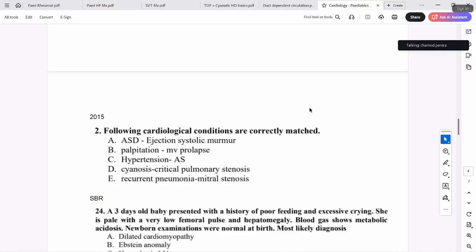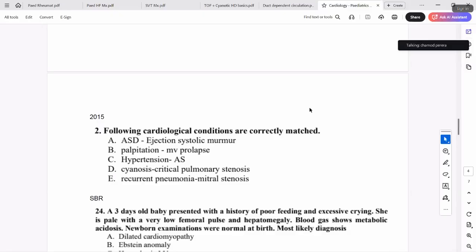Okay, let's do the rest. Which cardiological conditions are correctly matched? Ejection systolic murmur with ASD, I just discussed. They will get an ejection systolic murmur in the left upper sternal edge. Palpitations with mitral valve prolapse. Again, any mitral valve pathology can give rise to many cardiac manifestations. Yes, palpitation can be a feature.